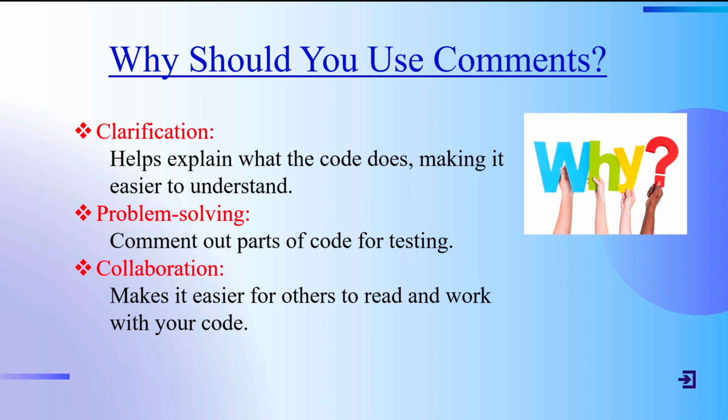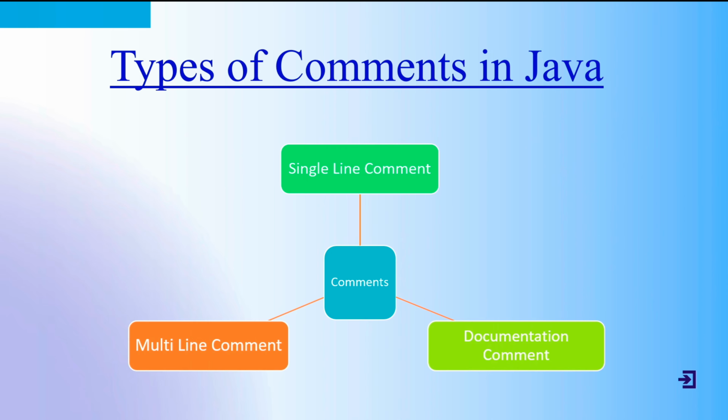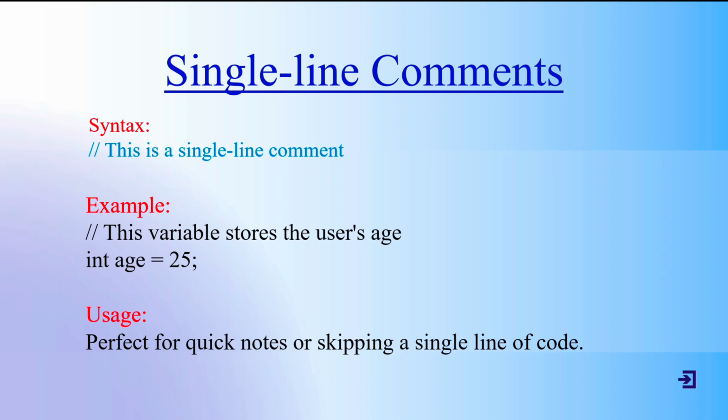Let's now try to understand the types of comments that are present in Java. There are mainly three types of comments in Java. One is single line comment, another one is multi-line comment, and the last one is documentation comment. Now let's first try to understand what actually a single line comment is. This is one of the most basic types of comment in Java. They are perfect for short, one-line explanations. They also help in disabling a single line of code temporarily.